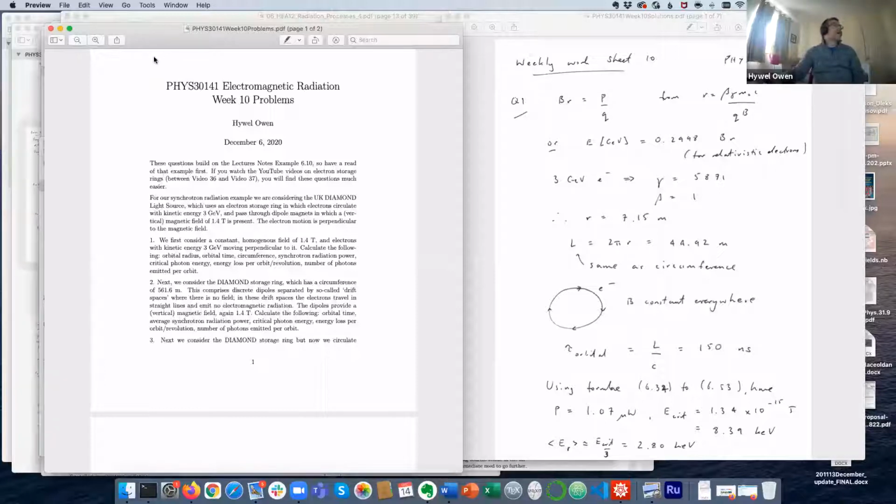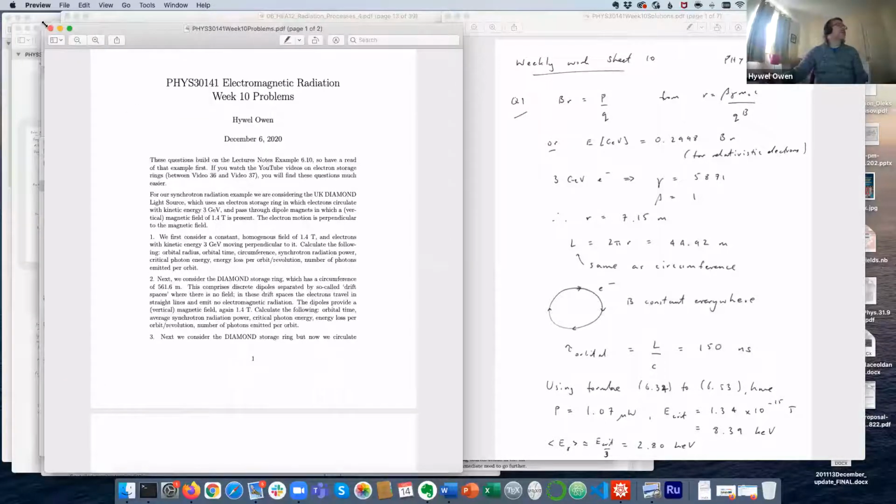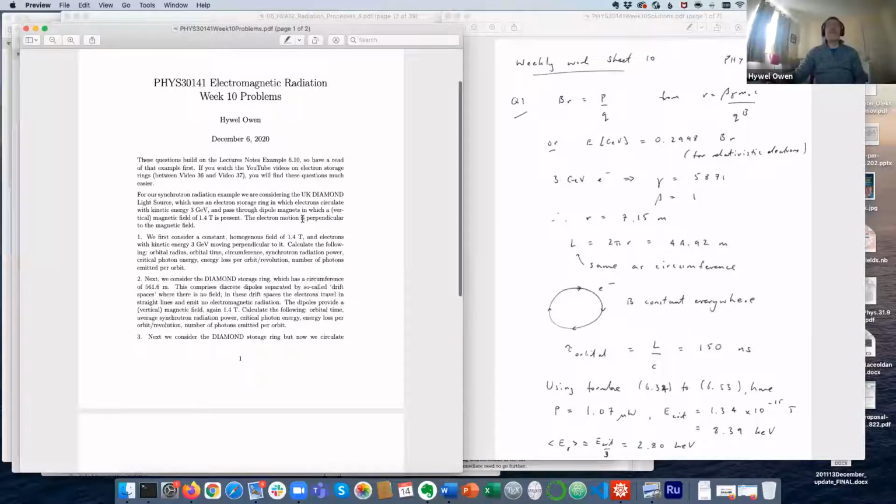So we're considering the UK Diamond Light Source, and there are a number of electron storage rings which are used to create synchrotron radiation. They are used to create X-rays, and those X-rays are used for a variety of scientific disciplines that include things like X-ray diffraction, spectroscopy, and things like that.